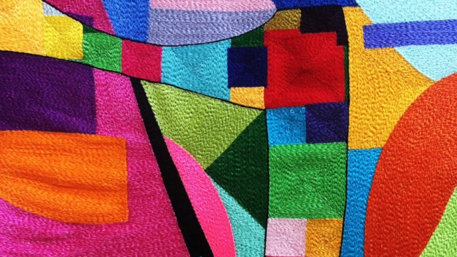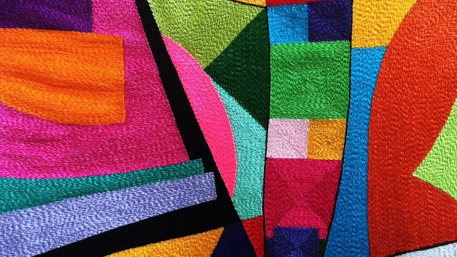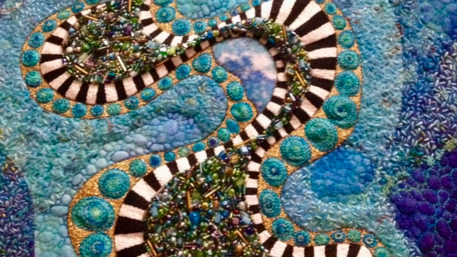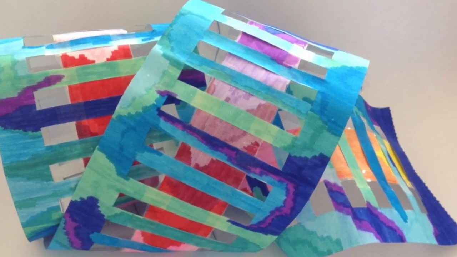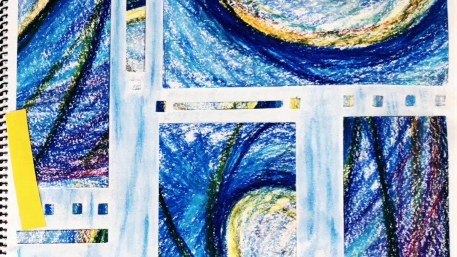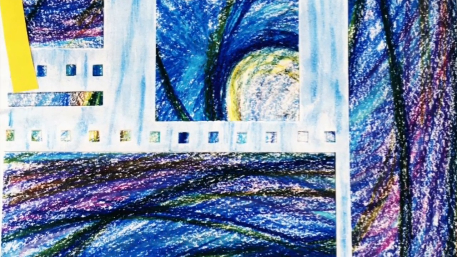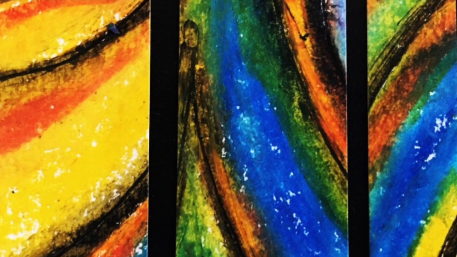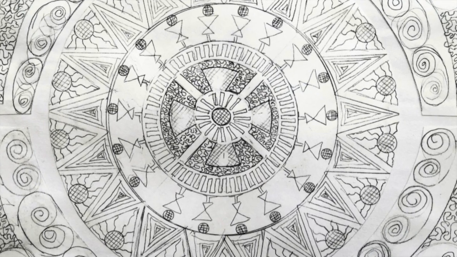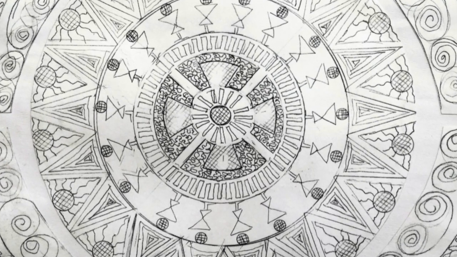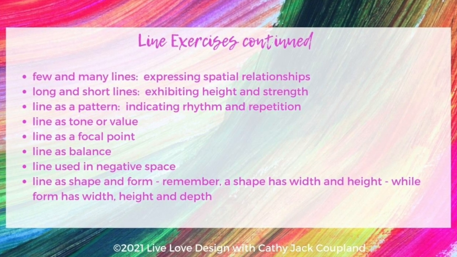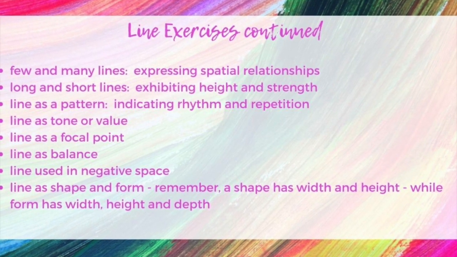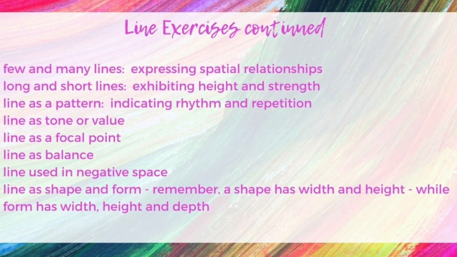Structured lines, exhibiting control by using strongly balanced, rigid lines. Continuous lines to lead the eye around or across the work. Broken lines, expressing the ephemeral or insubstantial. Thick and thin lines showing strength and delicacy. Curved and straight lines showing gentleness and rigidity. Rough and smooth lines indicating texture, danger, or comfort. Few and many lines expressing spatial relationships. Long and short lines exhibiting height and strength.